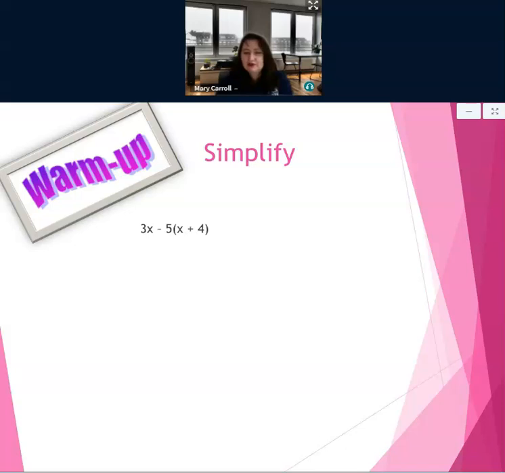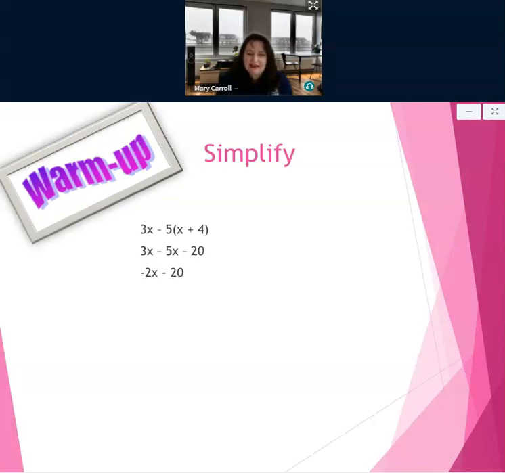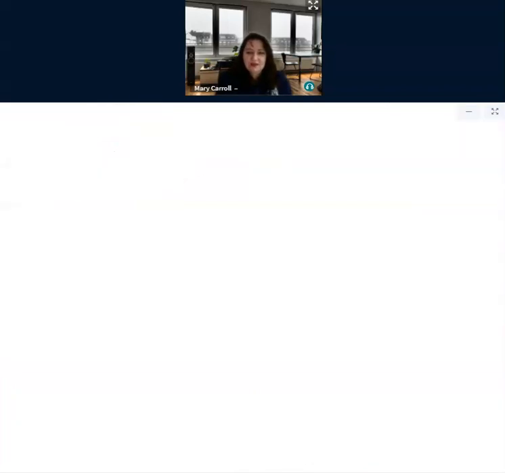All right, so I want you to simplify this. Distribute that 5x and negative 5 through the x plus 4, and then simplify it. So pause the video. Alrighty, so you'll notice that I end up with a negative 5x minus 20, and then I end up with a negative 2x minus 20 as my final answer.